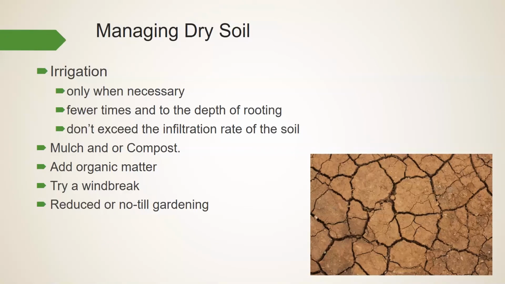So we can help these drier soils by mulching and composting. A layer of mulch or compost is going to help that soil retain water a lot longer, and over time, that organic matter will start to integrate into the soil and improve the water holding capacity, drainage, and porosity. So we're not only adding organic matter, compost, but also mulching on top. We could also try windbreaks to mitigate some evapotranspiration from wind, and using reduced or no-till gardening practices.